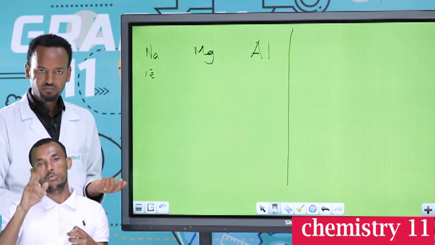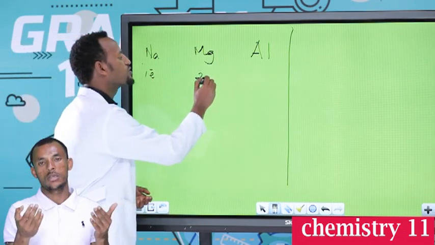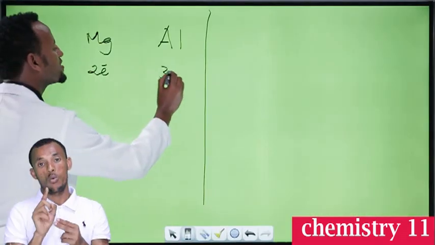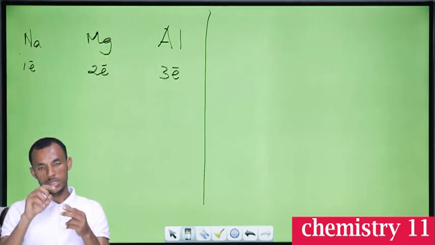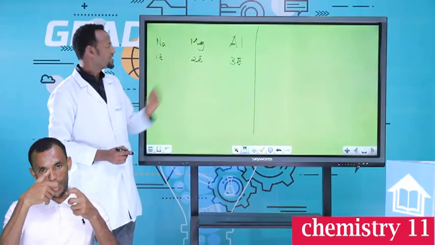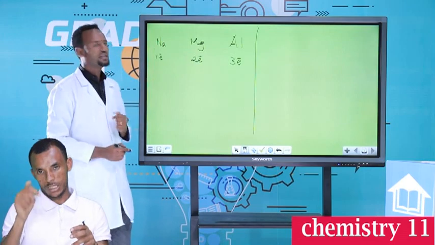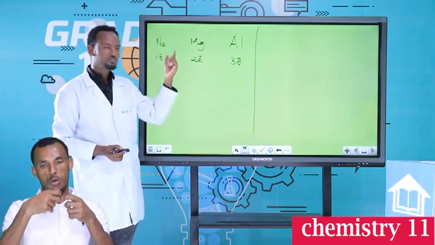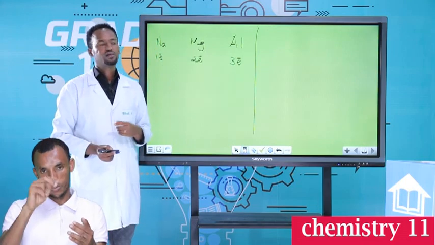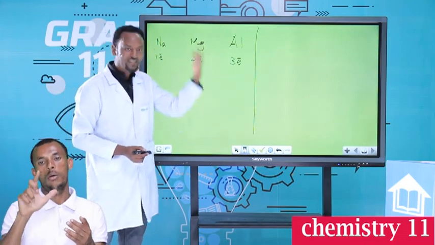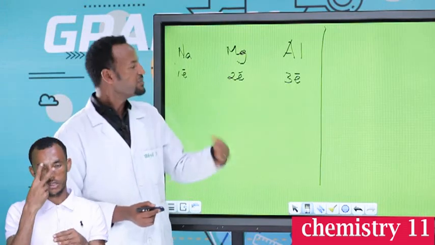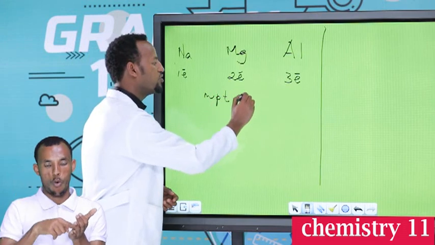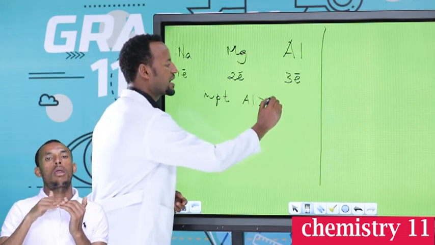Magnesium is a group 2 element, so magnesium contributes 2 electrons. Aluminum is a group 3 element, so aluminum contributes 3 electrons. 1 aluminum contributes 3 electrons, 1 magnesium 2 electrons, 1 sodium 1 electron. Which one contributes more electrons, sodium, magnesium, or aluminum? Aluminum. Therefore, in strength, in boiling point and melting point, aluminum is greater than magnesium.